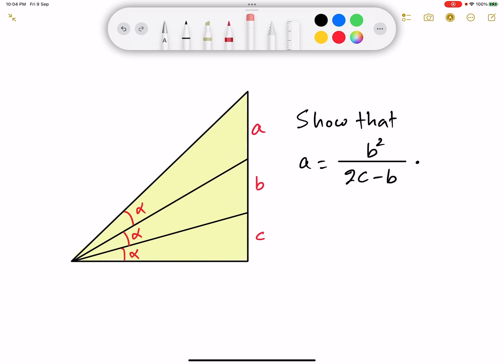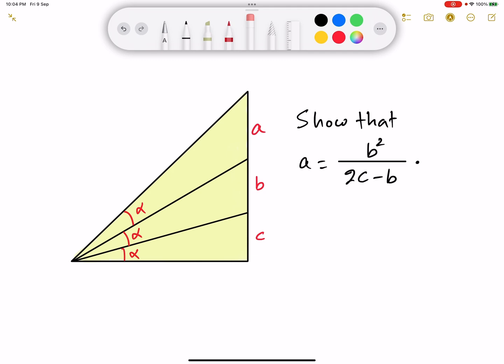In this video, I'm going to show you how to show that A is equal to B squared divided by 2C minus B. What we have here is a right triangle where one of the angles was partitioned into three equal angles, alpha, alpha, alpha, generating the lengths A, B, C on the facing side. The problem is to show that A is equal to B squared divided by 2C minus B.